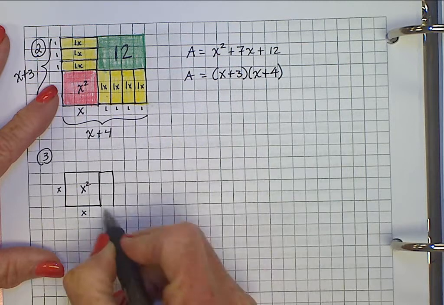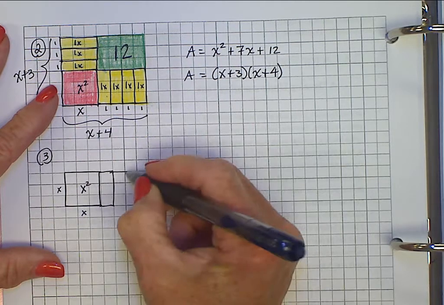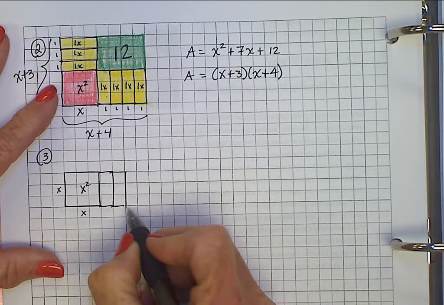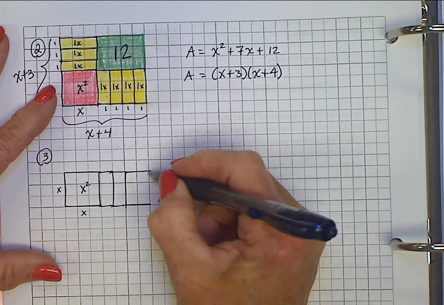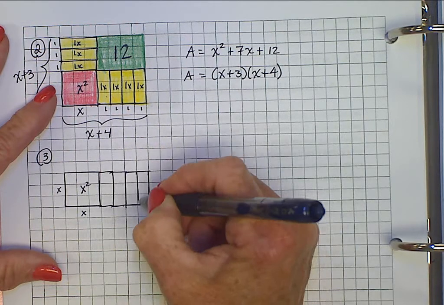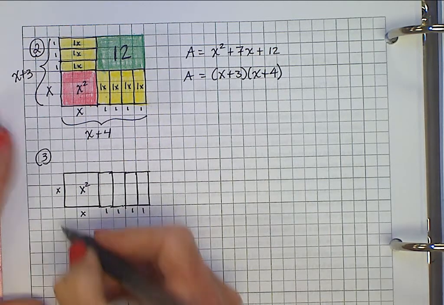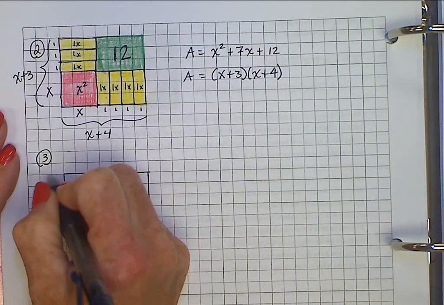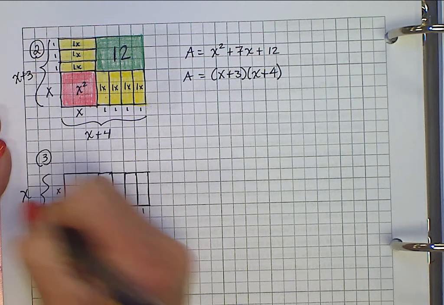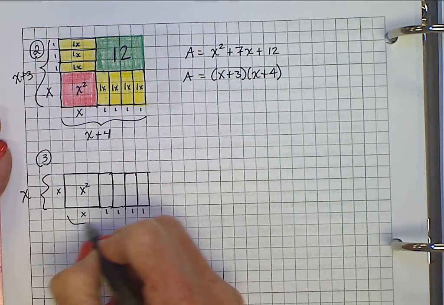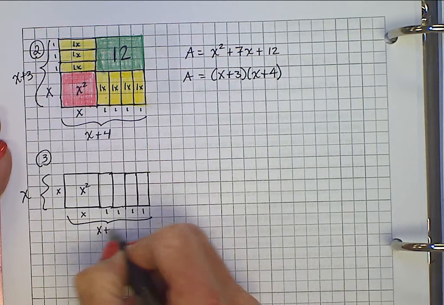There's 1 inch. So I'm putting these strips on. There's the second one. There's the third and the fourth. Again, side length this way, well, this one's just x. Nothing was added on there. This one is x plus 4.